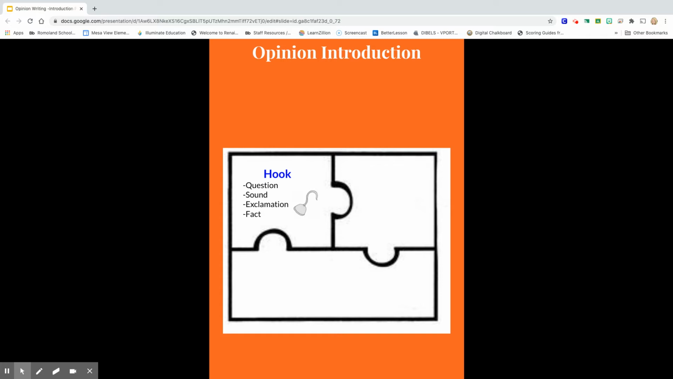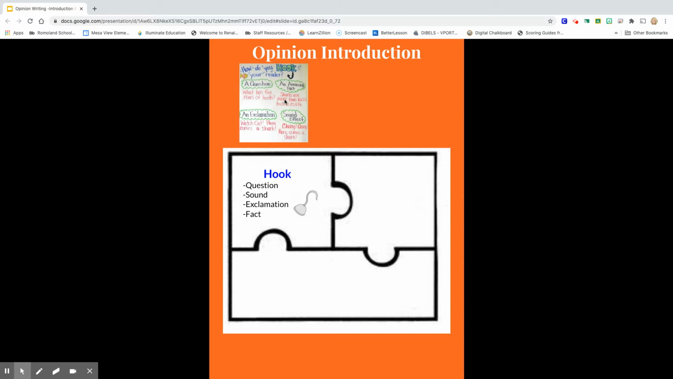And the way that we can hook them is providing a sentence that has something like a question. We might even have some kind of fun sound effect, an exclamation sentence, or a super interesting fact. And I like to call those Snapple facts. So we can have a question like here. It says, what has 5 rows of teeth? Ooh, I don't know, but tell me more.